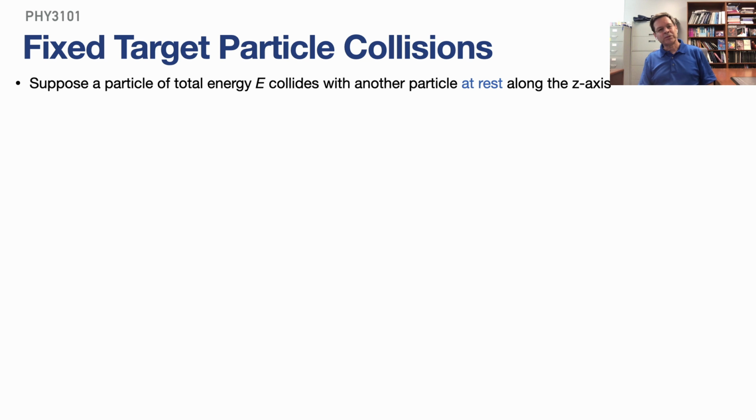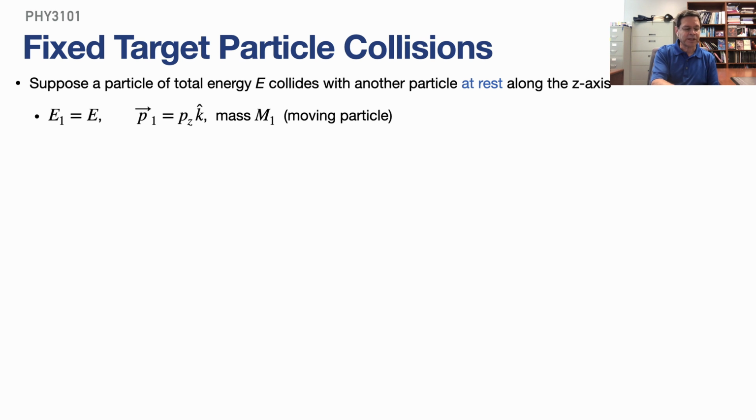By that I mean, suppose we have a particle, let's say it has total energy E, that collides with another particle at rest along the z-axis. So the fixed target means you have one particle colliding with another one at rest. The first particle we can let have energy E1, and it's moving along the z-axis, so we'll say its momentum is pz along the z-axis, or the k-hat direction. And we'll let that particle have mass m1, and that's the moving particle.